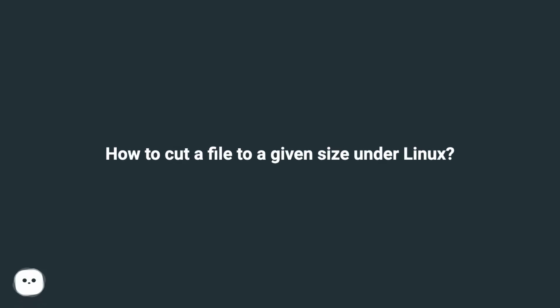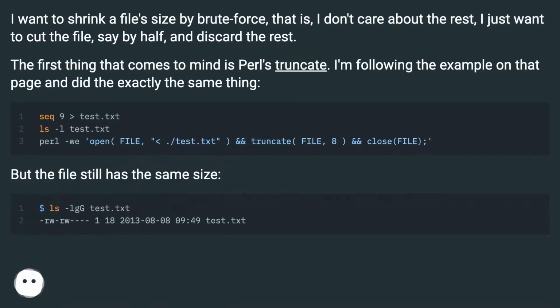How to cut a file to a given size under Linux. I want to shrink a file size by brute force, that is, I don't care about the rest, I just want to cut the file, say by half, and discard the rest.